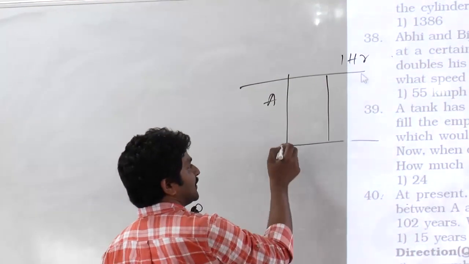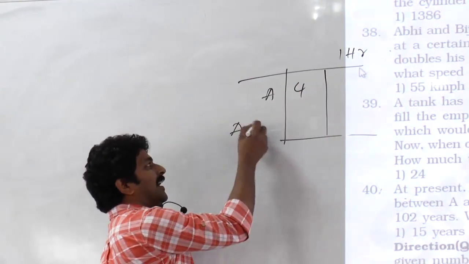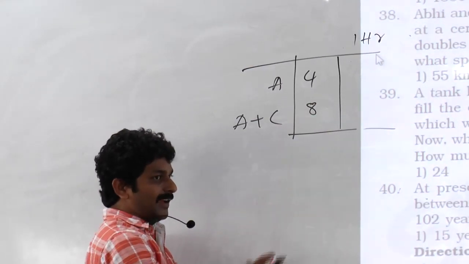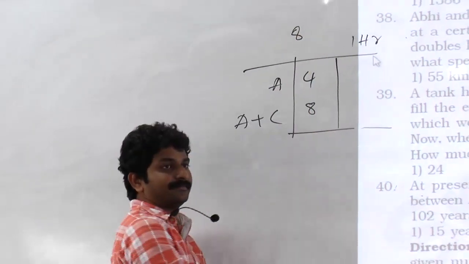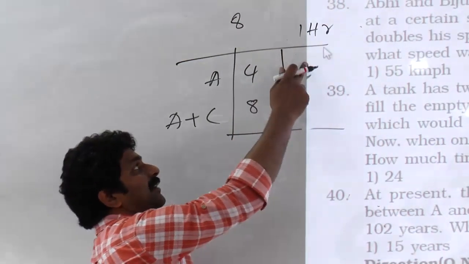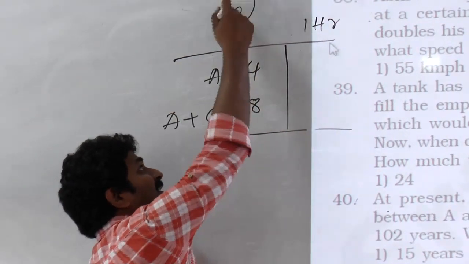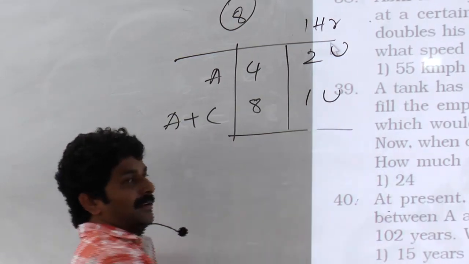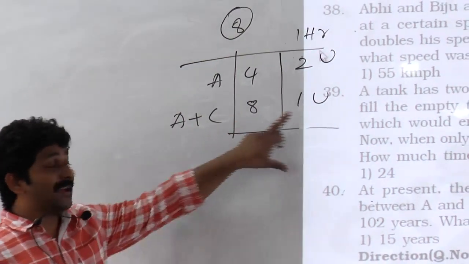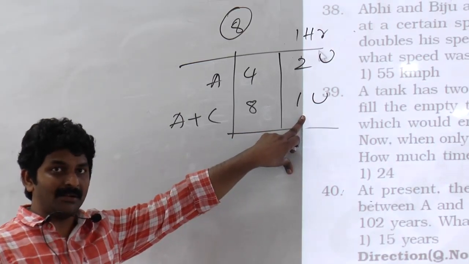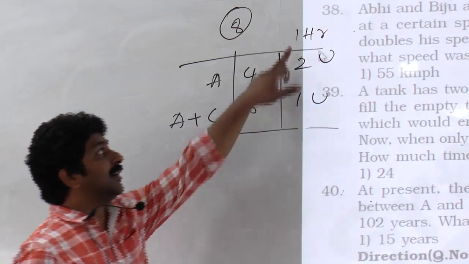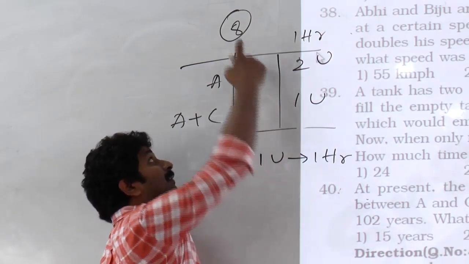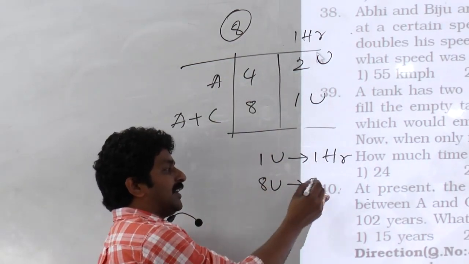A alone takes 4 hours. A and C, keeping in mind C is leakage, take 8 hours to fill the tank. LCM is 8 units. A alone takes 4 hours to fill 8 units. Per hour 2 units. A and C together 1 unit. A alone does 2 units, but A and C does only 1 unit per hour. So C empties 1 unit in 1 hour. If it empties 1 unit in 1 hour, to empty the full tank, to empty 8 units, it needs 8 hours.